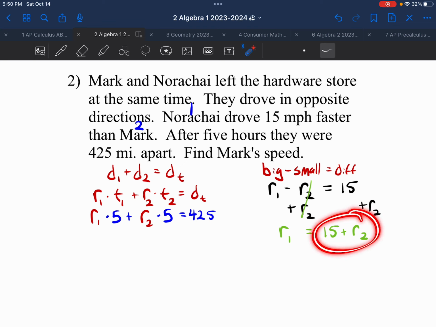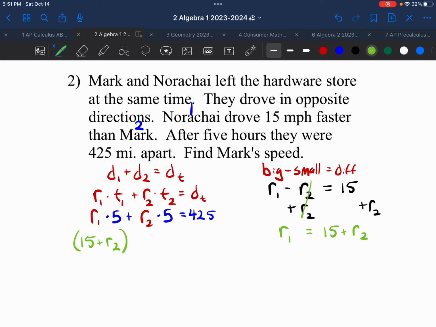So I'm going to take this 15 plus R2, substitute it in for R1, and I'm going to get my new equation. So I have, in parentheses, because I'm doing substitution, 15 plus R2, end the parentheses, and rewrite everything else. So everything else was times 5 plus R2 times 5 is equal to 425.